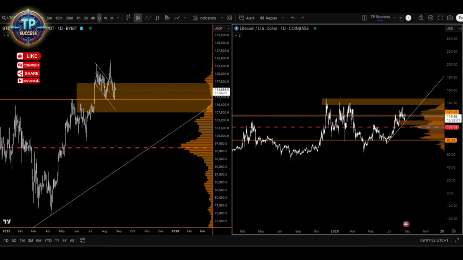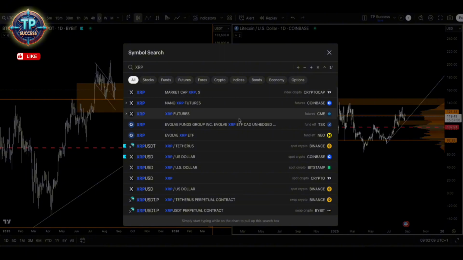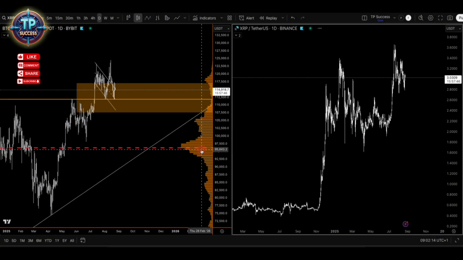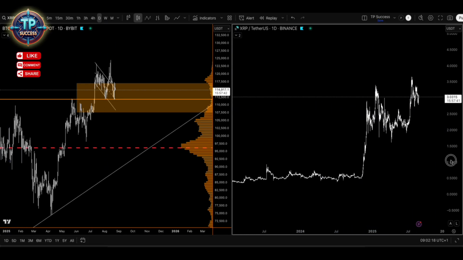Now, the next thing that we're going to look at is one that has pretty much kept me up all night today, right? My X account has been buzzing with data in regards to XRP. Everyone is freaking out about XRP, right? So let's take a look to see what's going on there, because I haven't really taken a look. Let me just see what the hype is all about.